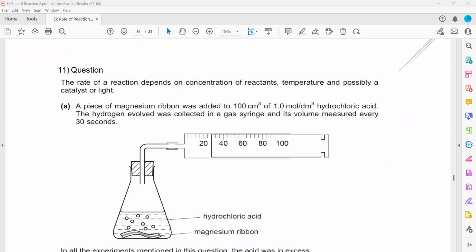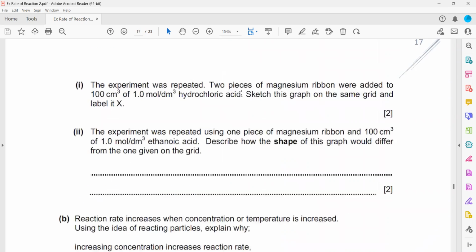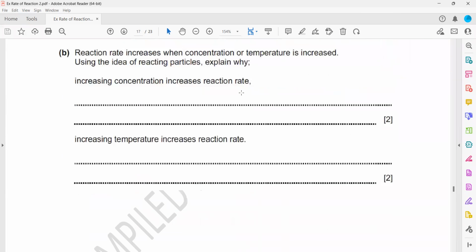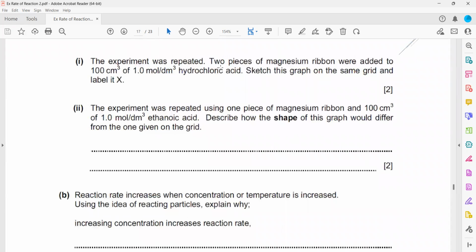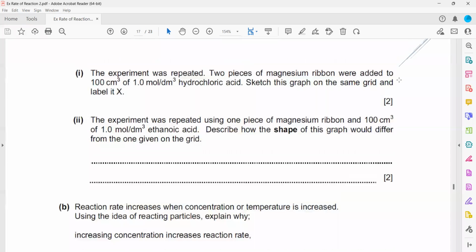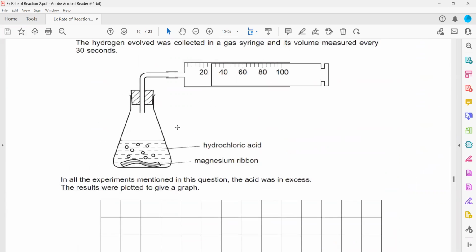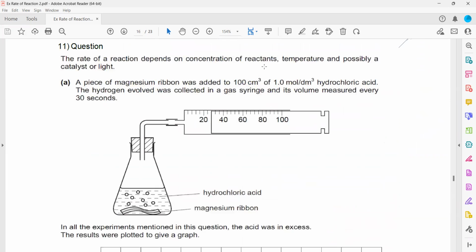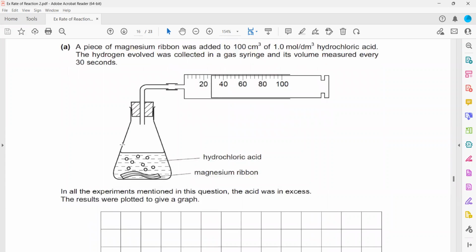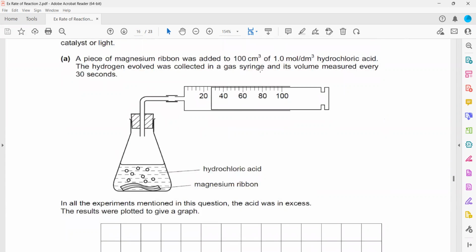So this was page 15. Then we have page 17, part B. Yes, page 17. The experiment was repeated. 2 pieces of magnesium ribbon were added to 100 cm cube. Sketch on the graph, the same grid. So in this reaction, the rate of reaction depends on the temperature, catalyst or light. In hydrochloric acid, a piece of magnesium was added. Only one piece was added.